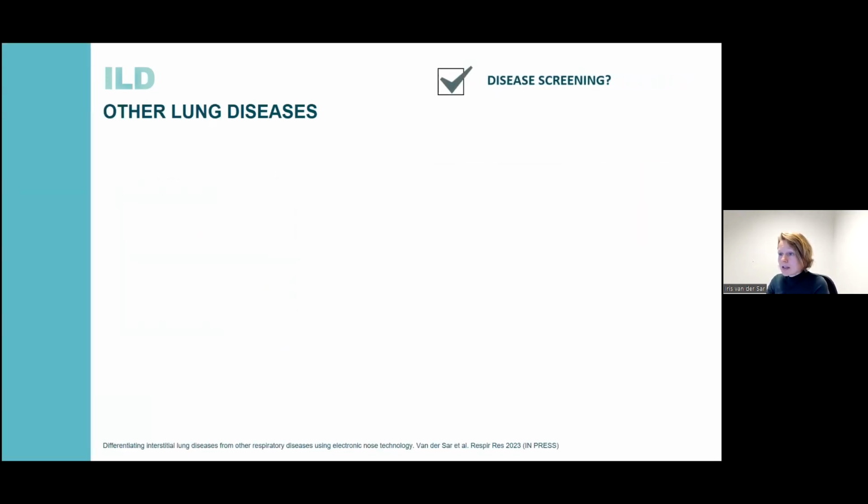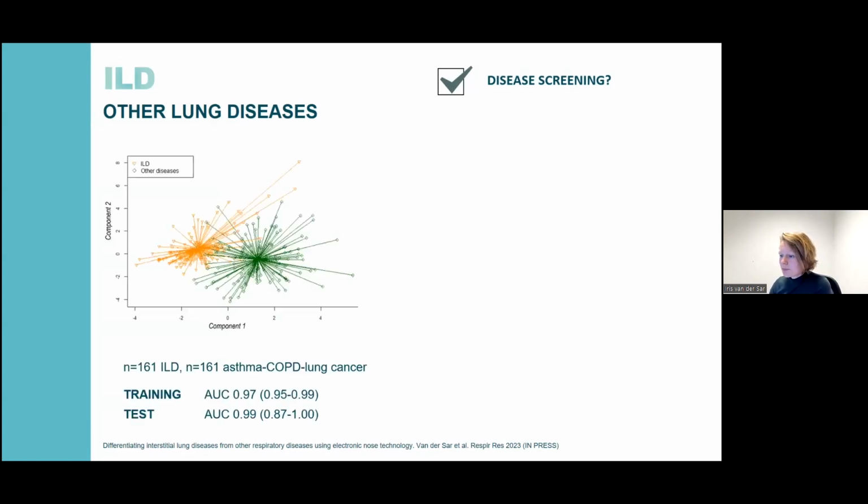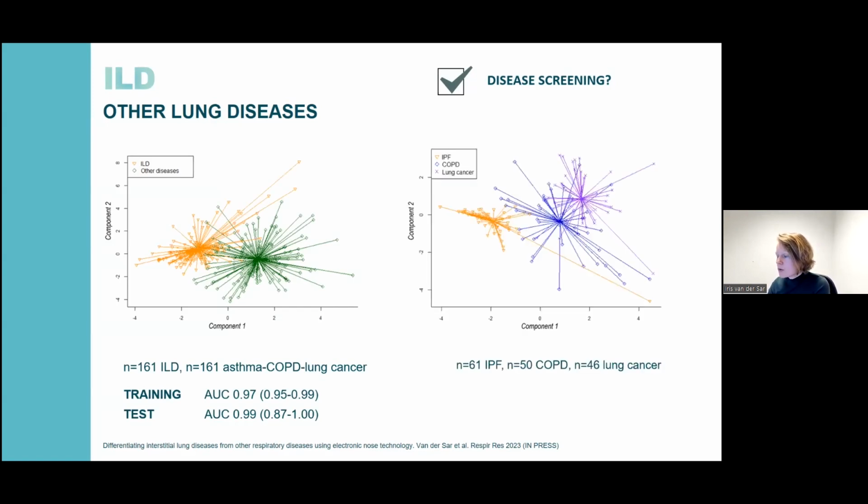And what about other lung diseases? If we ever want to use this device in clinical practice for disease screening, we have to know whether ILD can be distinguished from other lung diseases. So we compared a cohort of ILD with other respiratory diseases like asthma, COPD, and lung cancer, and found in both the training and the test cohort a very high area under the curve. And also when we compare patients with diseases that have similar etiology, for example, smoking-related diseases like IPF, COPD, and lung cancer, we also found quite adequate separation of these groups.